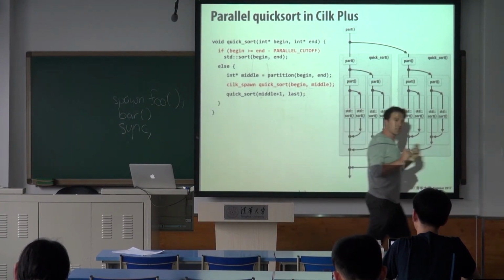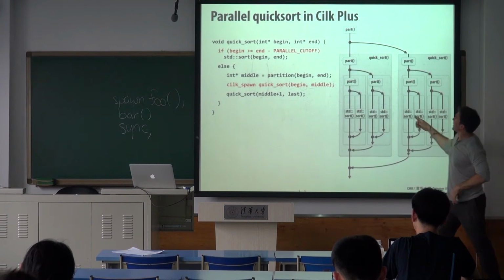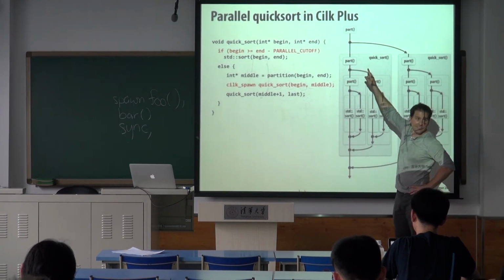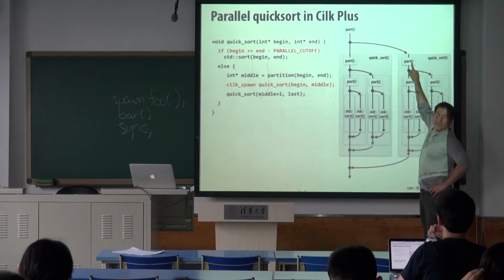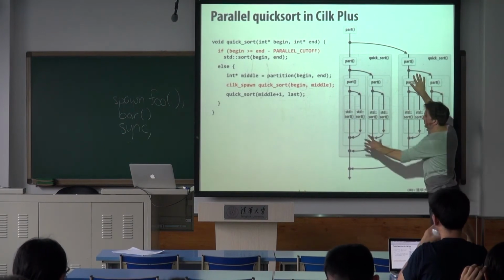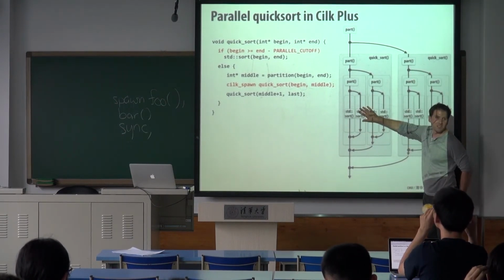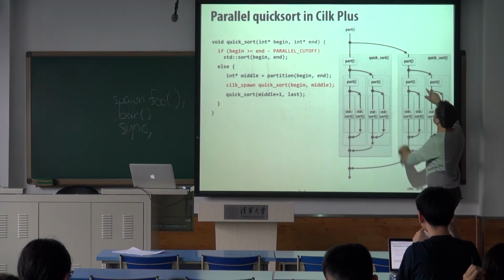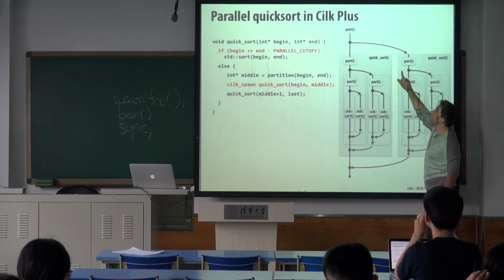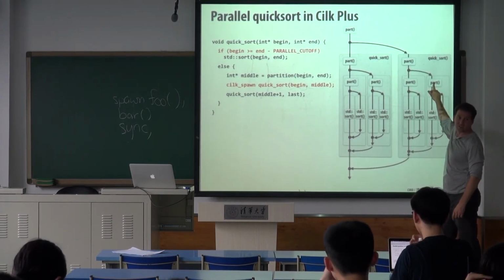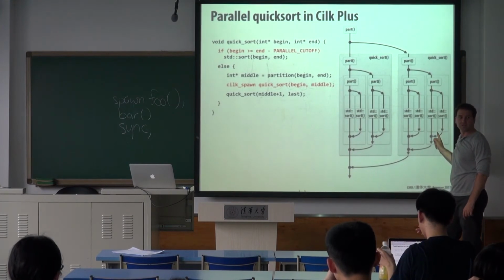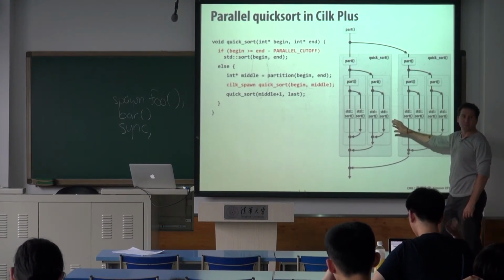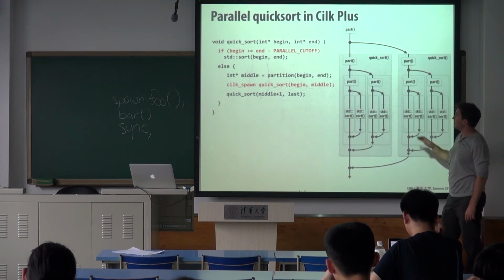If I had to draw these diagrams like on the previous slide, partition happens, then we spawn one quicksort but run another quicksort on the original thread, and each of those recurs. Each of them calls partition and spawns another quicksort, and so on and so on. So this is the independent work that we have available to us.